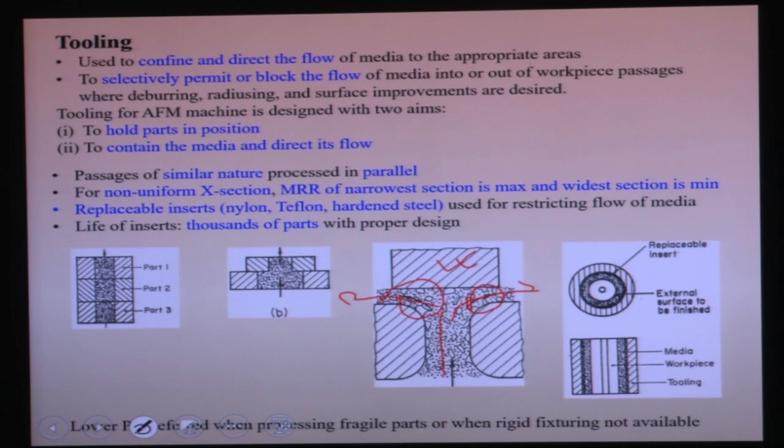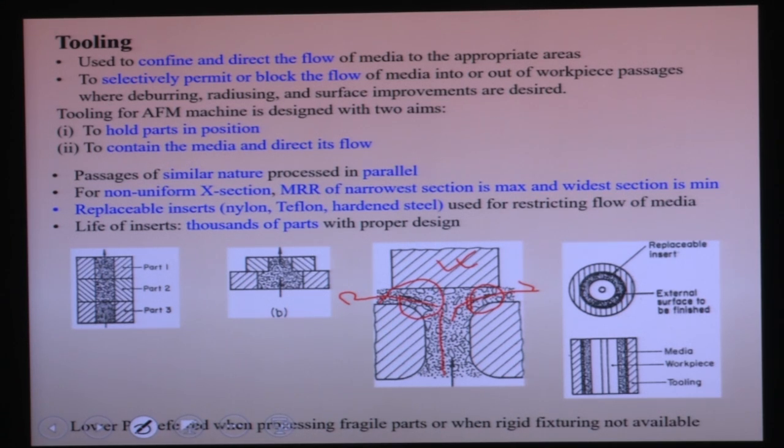That can be done by using this AFM operation. So, this is the radiusing operation. Okay, so that's how it is told, to selectively permit or block the flow of media into or out of the workpiece passages while deburring, radiusing or surface improvements are desired.